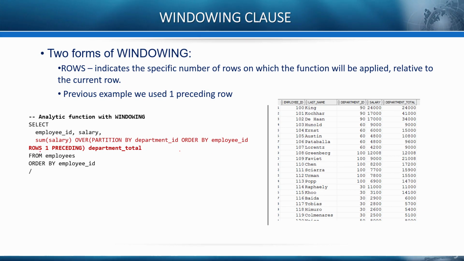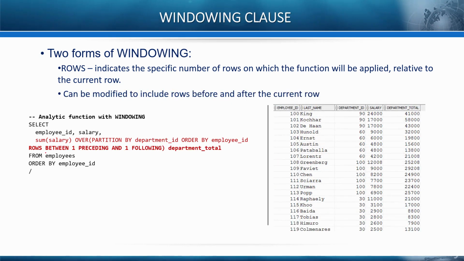In fact, you can take this even further. Here we are taking one direction. We are saying the current row and one row preceding that current row. But you can take this a step further to include the current row, any number of rows before it, and any number of rows after it. In this case, we are saying rows between one preceding and one following, which means for each employee, it's going to take a sum of that employee's salary plus the salary of the person who is directly before him and the salary of the person who is directly after him. So if you look at De Haan here, his sum is 43, which is a total of 17 plus 17 plus 9, and that gives 43. That is the rows type window function.